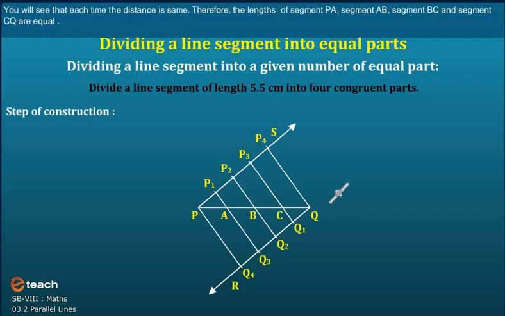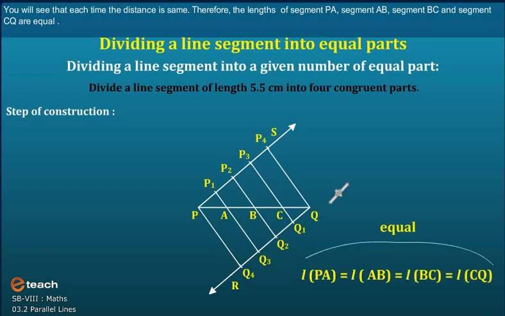You will see that each time the distance is same. Therefore students, the length of segment PA, segment AB, segment BC and segment CQ are equal.